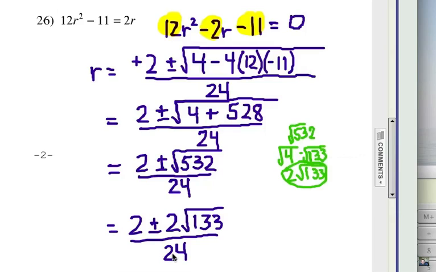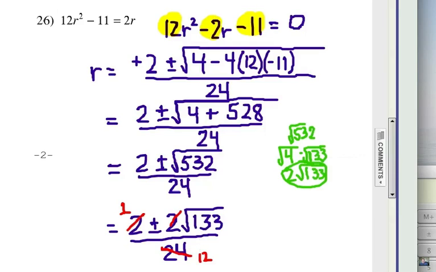That 24 on the denominator is divided into the 2 there and the 2 there. So, like reducing a fraction, we're going to divide a 2 factor out of 24, which will leave me 12 down here. And dividing 2 into this 2 will, of course, be a 1. And that will be a 1, and basically it can disappear. We don't really have to write 1 radical 133. So we have 1 plus or minus the square root of 133 over 12.